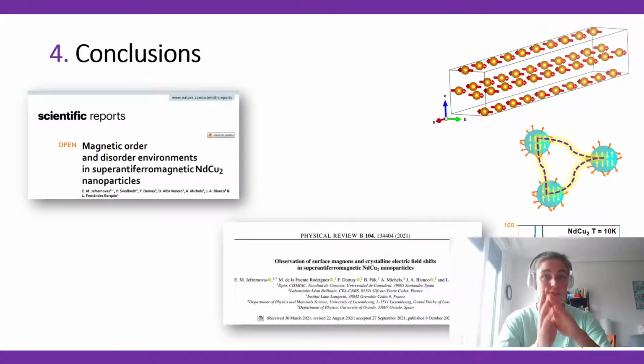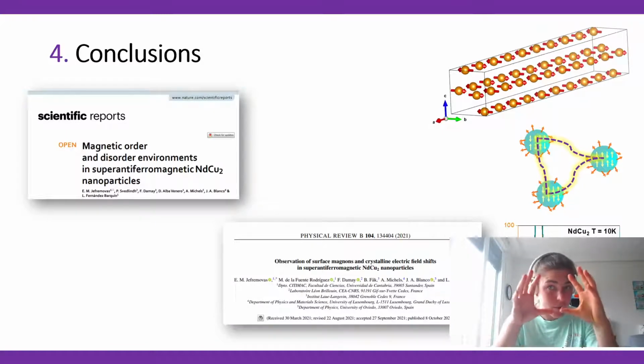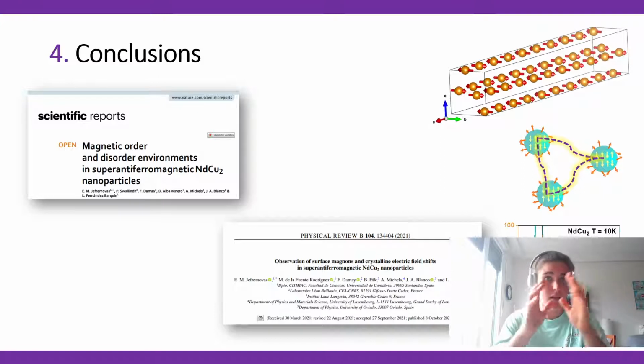So, if you want to learn a little bit more about this study, we have published very recently 2 articles, one connected to this static magnetic part and the other one connected to these collective magnetic excitations. The one connected to the static magnetic response has been published in 2022 in Scientific Reports, and the other one connected to the inelastic neutron scattering results has been published in Physical Review in 2021.